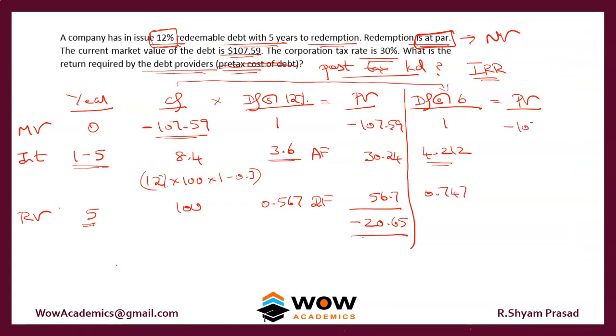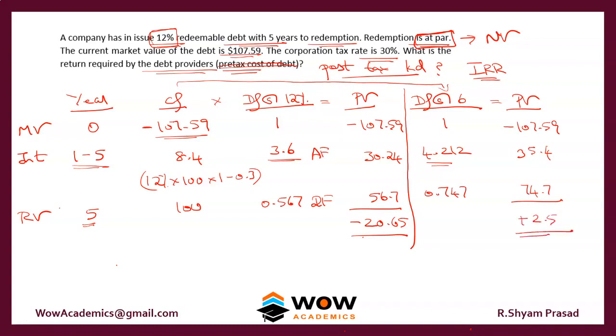So the first number is minus 107.59. The second number is 8.4 into 4.212, so the answer comes to 35.4, and the last number comes to 74.7. We'll add all of them, so the answer comes to plus 2.5.